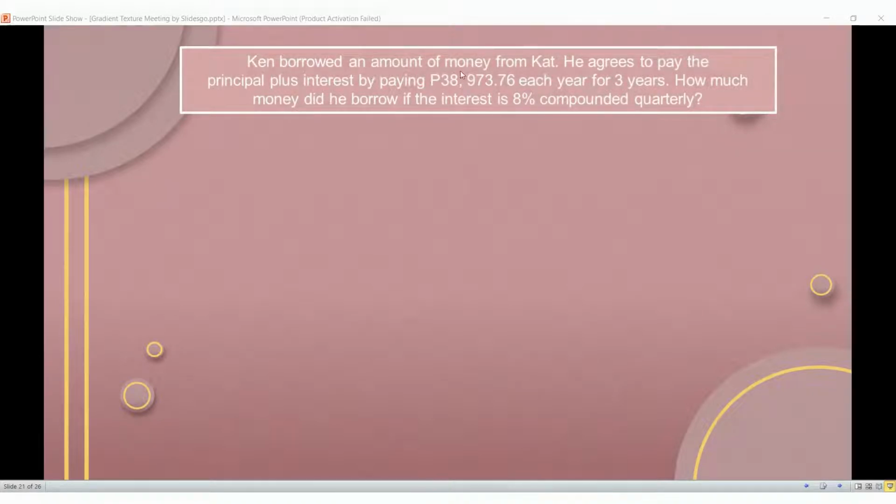So Ken borrowed an amount of money from Kat. He agrees to pay the principal plus interest by paying 38,973 pesos and 76 centavos each year for 3 years. How much money did he borrow if the interest is 8% compounded quarterly? So, ang hinahanap nito yung amount ng money na hiniram niya. Okay, hiniram ni Ken from Kat.